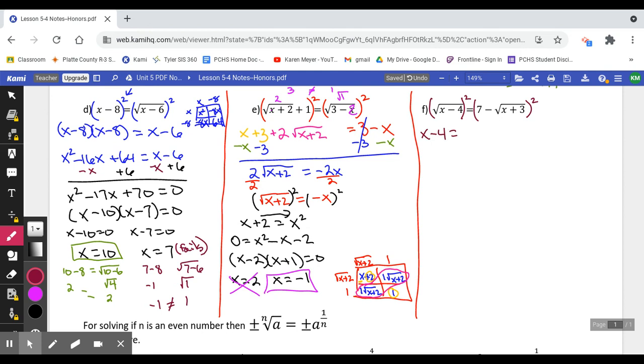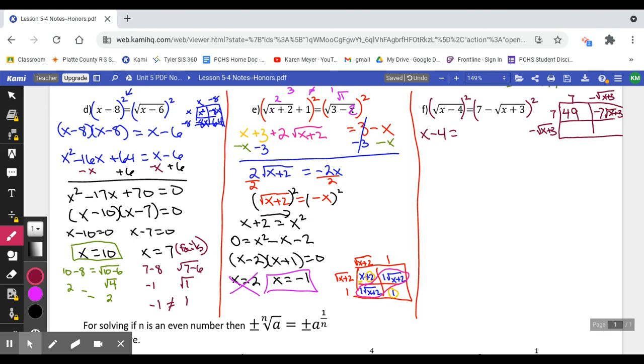Okay, we're going to make a box for the other one. So I'm going to put my box over here on the side. So I got 7 and a negative square root of x plus 3, 7 and a negative square root of x plus 3. 7 times 7 is 49. 7 times a negative square root means negative 7 of those square roots.